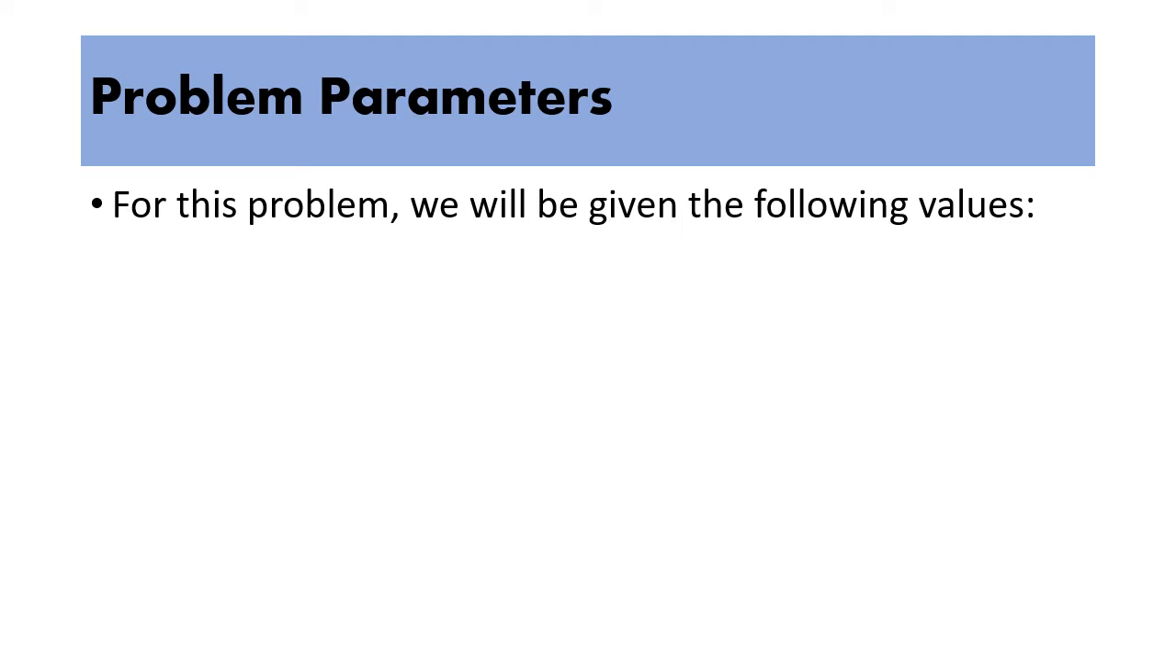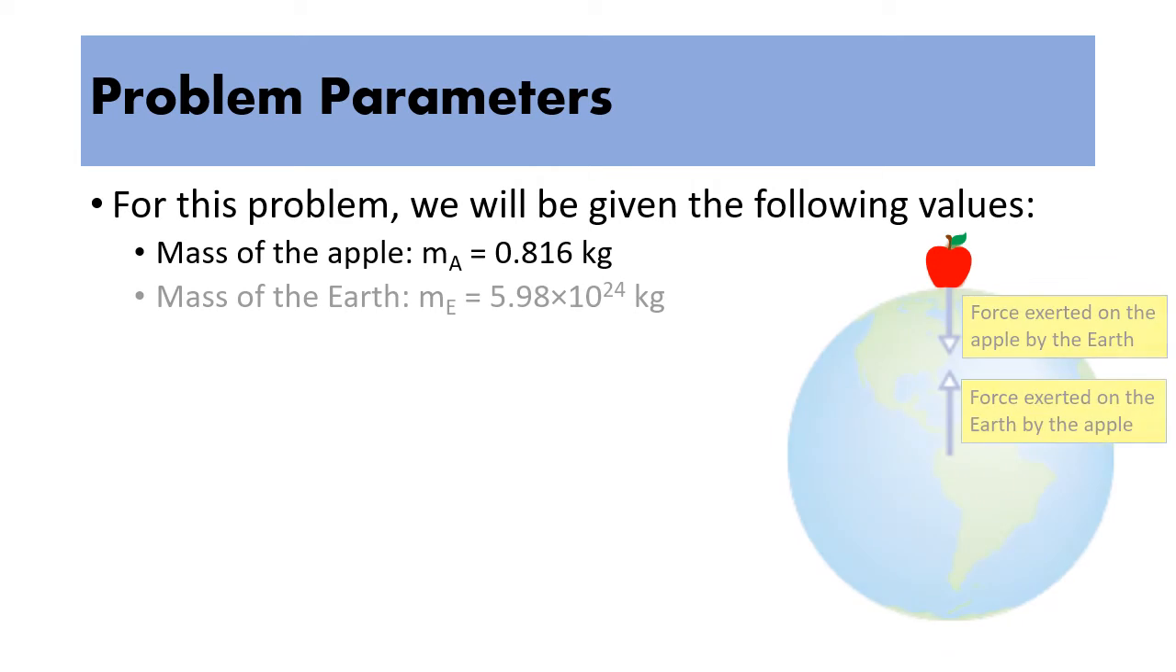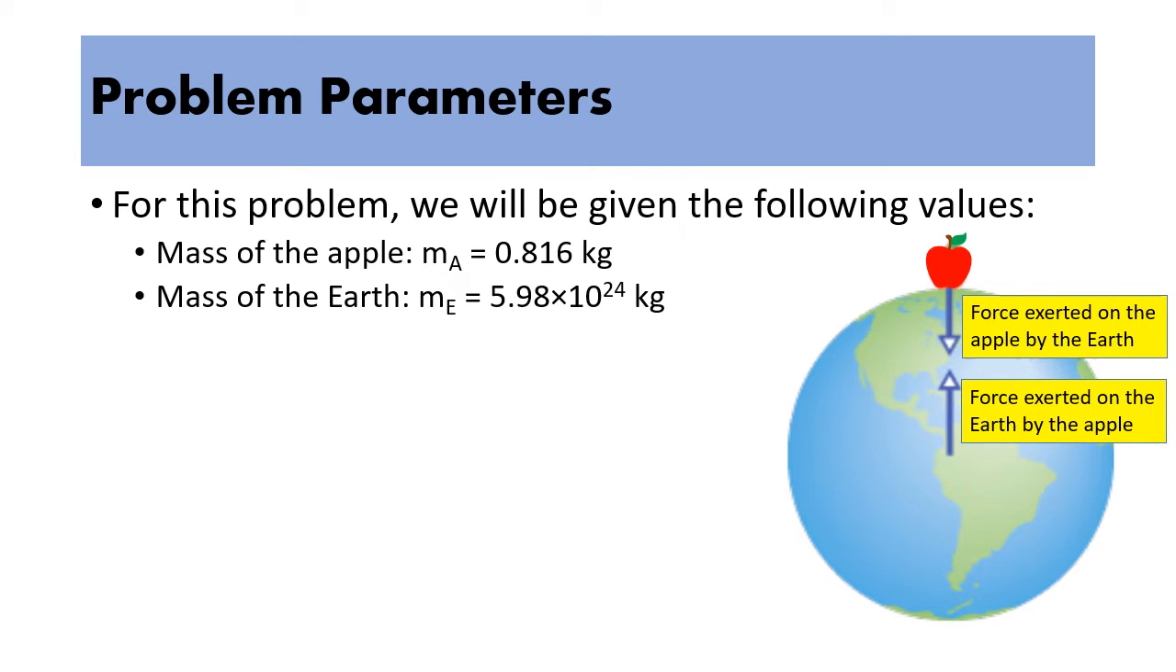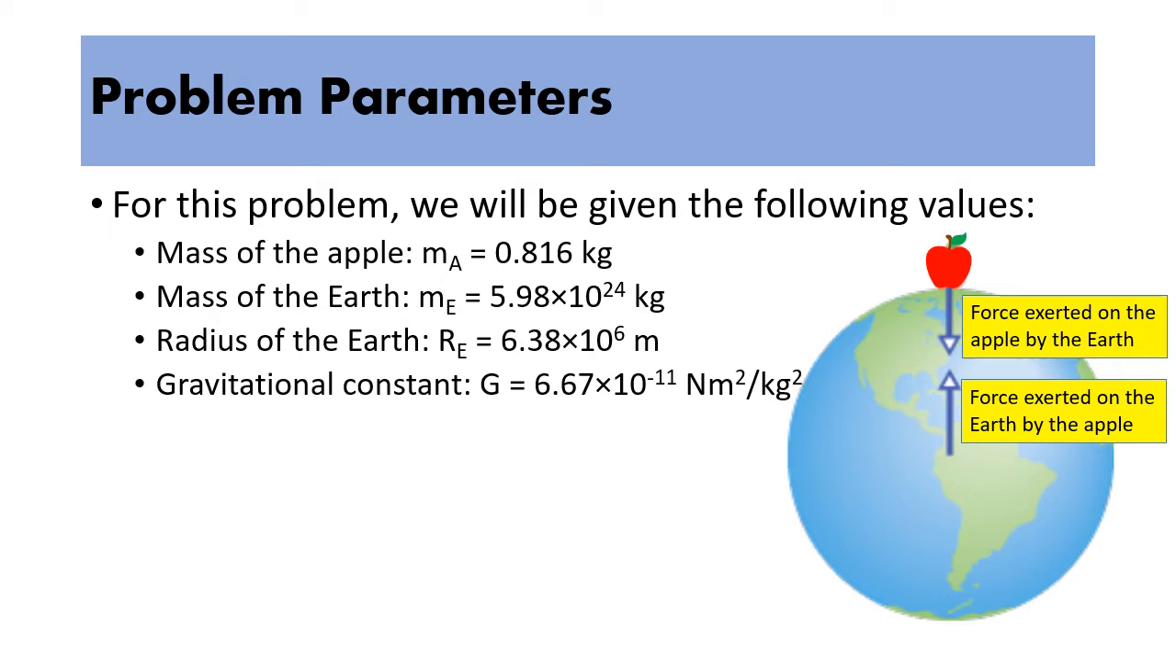So for this problem, we will be given the following values. The mass of the apple, denoted as ma, will be 0.816 kilograms. The mass of the Earth, denoted as me, is 5.98 times 10 to the 24 kilograms. The radius of the Earth, denoted by re, is 6.38 times 10 to the 6 meters. And the gravitational constant, denoted by capital G, is 6.67 times 10 to the minus 11 Newton meters squared per kilogram squared.